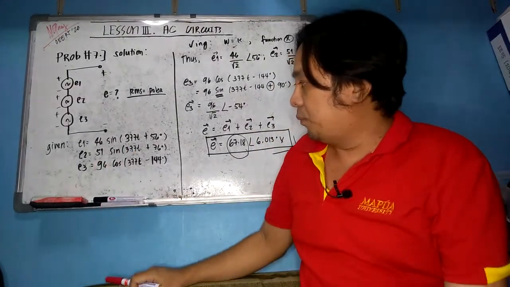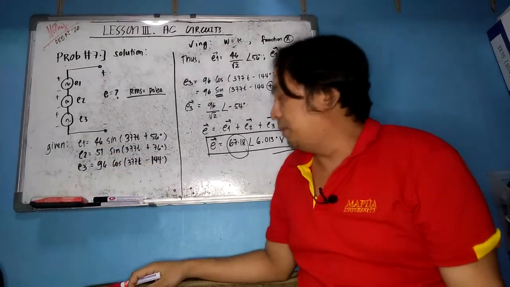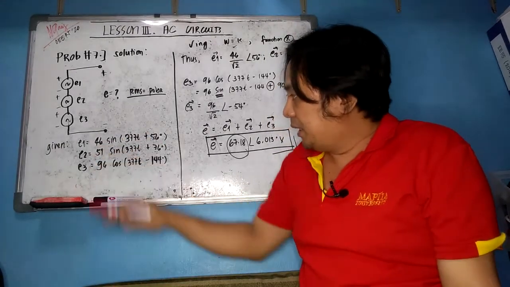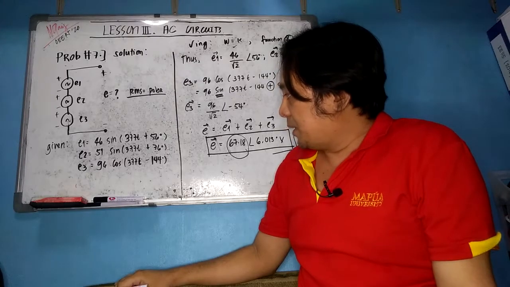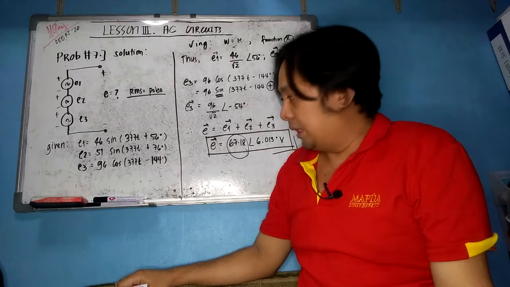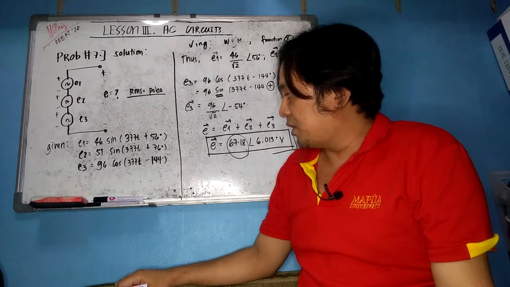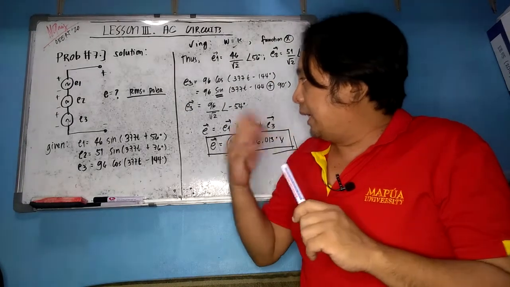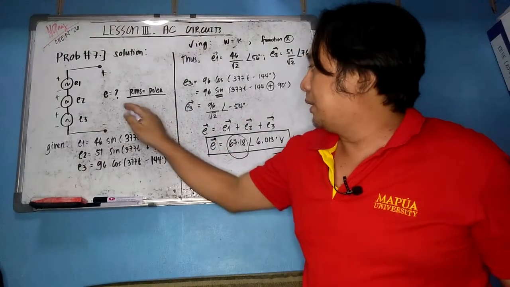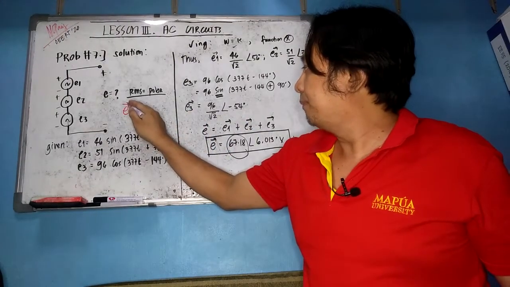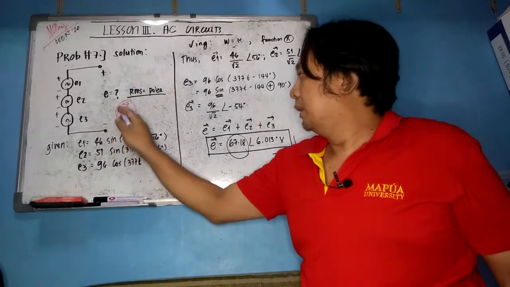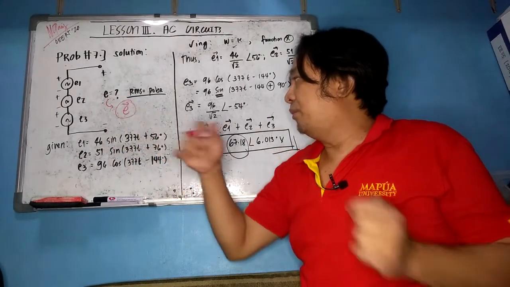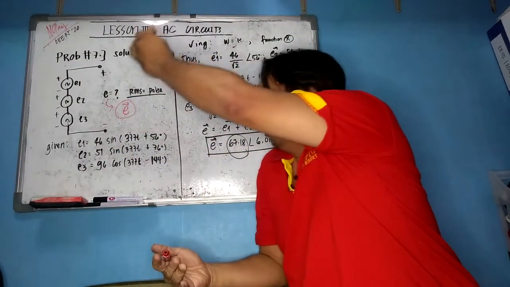Based on the problem, we have E1 equals 46 sine 377t plus 56 degree, E2 equals 51 sine 377t plus 76 degree, and last but not the least, E3 equals 96 cosine 377t minus 144. So to get the resultant, you need to get the vector E or phasor E by adding all of the voltages.